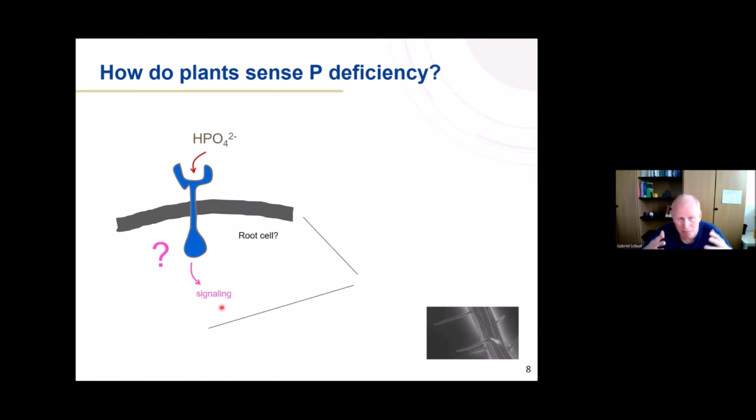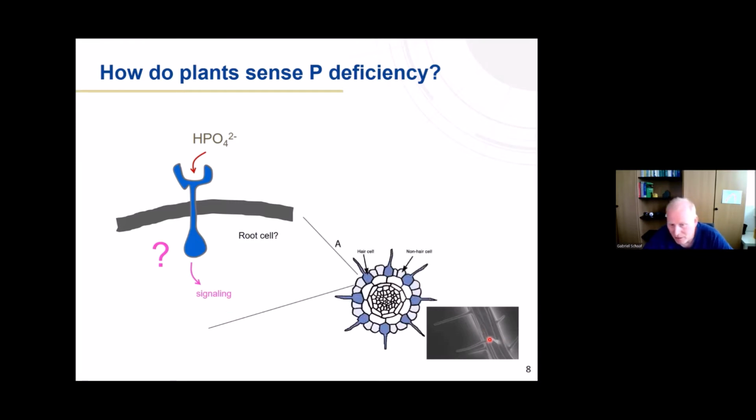In a simple way, one could think that there is a root cell, and this shows an electron microscopic picture of a root. If we take a cross-section, a single cell, maybe in the plasma membrane there is a receptor that can detect phosphate and decide, okay, is there enough phosphate or not? Even though this seems like an attractive model, nothing like this has been found so far. It's actually a little bit more complicated.